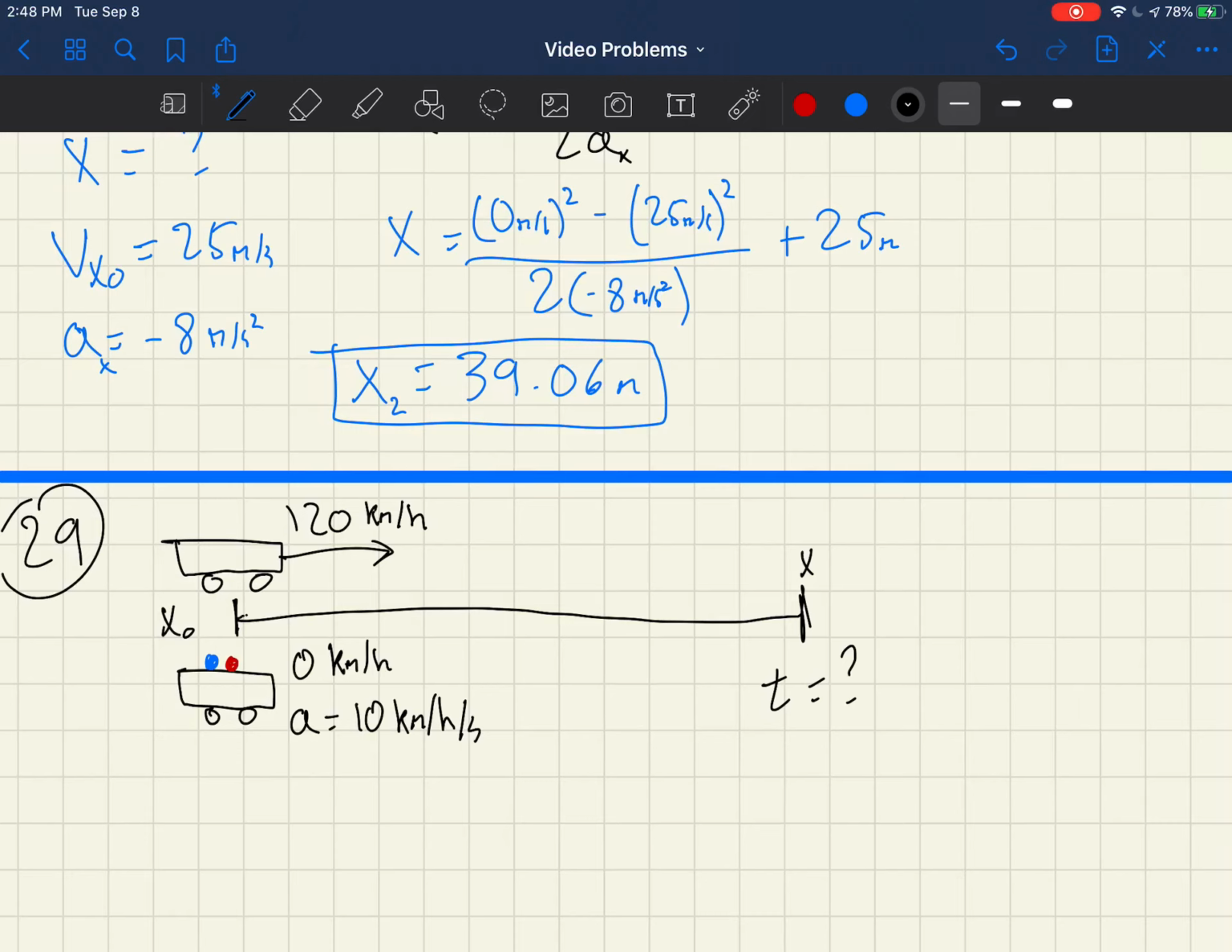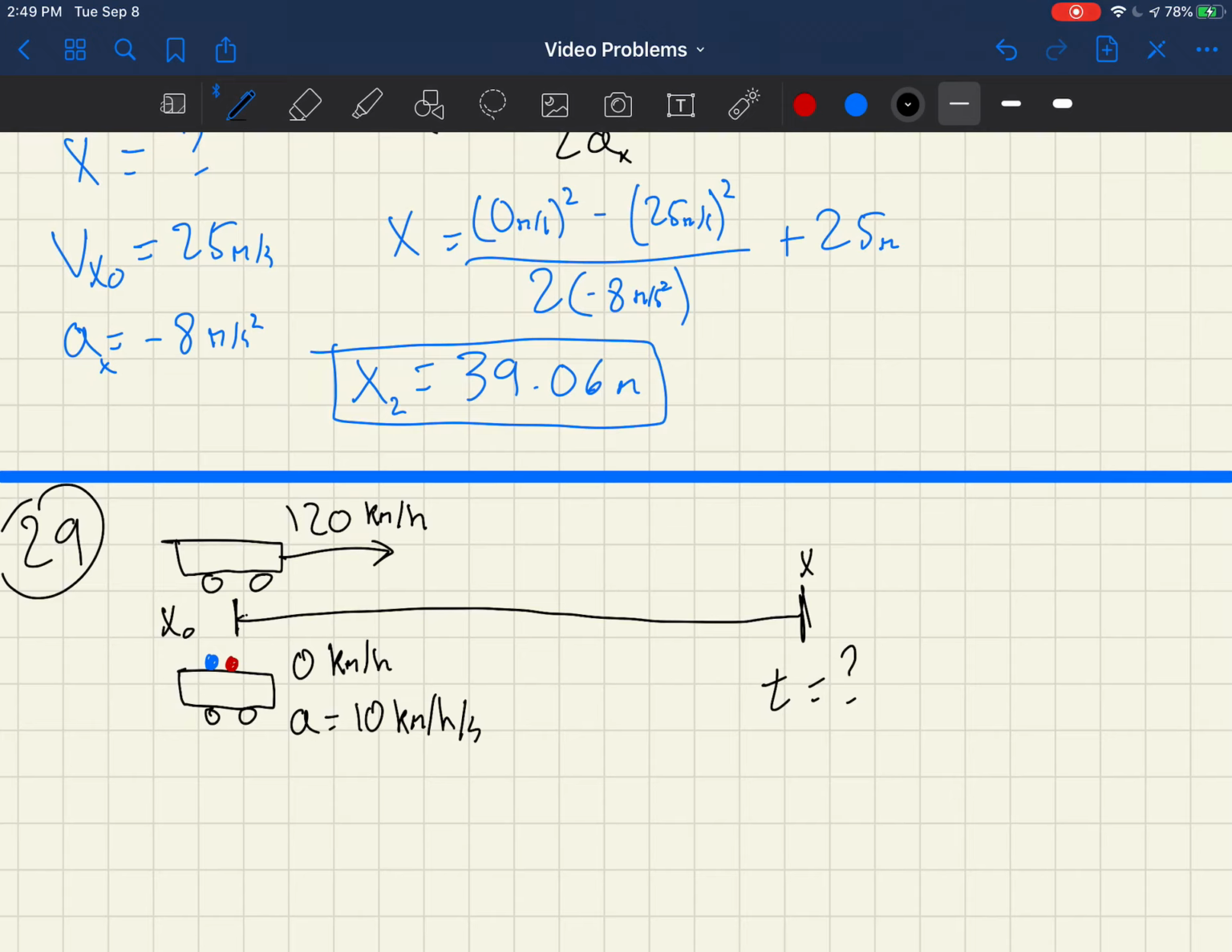All right, so we're going to do problem number 29. I think the most difficult part is just setting this problem up and understanding what's happening here. So the speeding motorist is the car on top there. It's going at 120 kilometers per hour. It's going to maintain that 120 kilometers per hour the entire time until it hits a certain point.